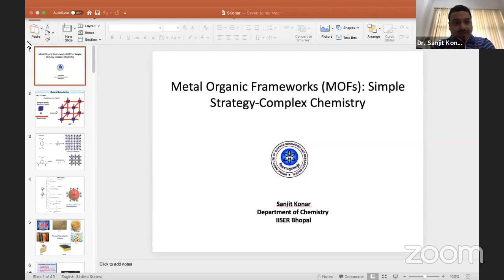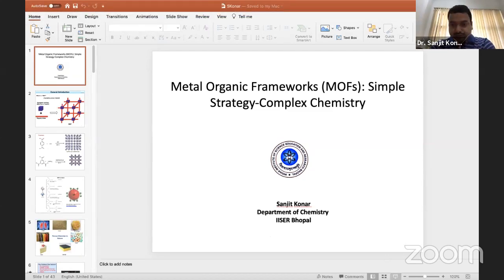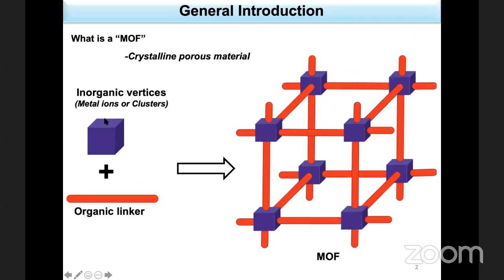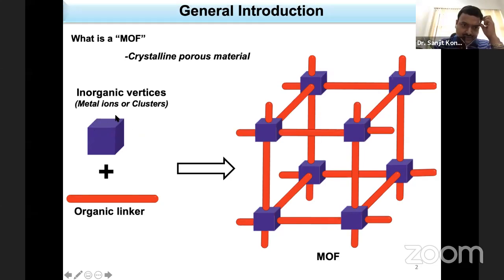Metal organic frameworks are a class of crystalline materials. They form by metals, which could be a metal ion or metal cluster, connected with organic linkers in three-dimensional space, and they give very high porosity.